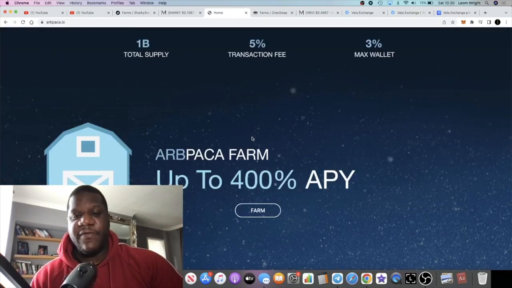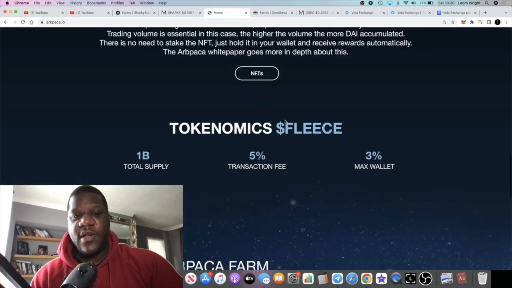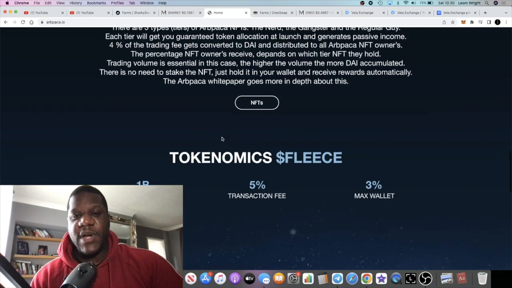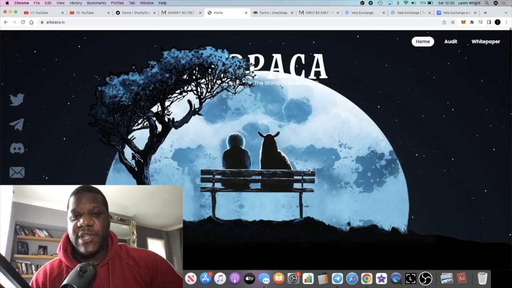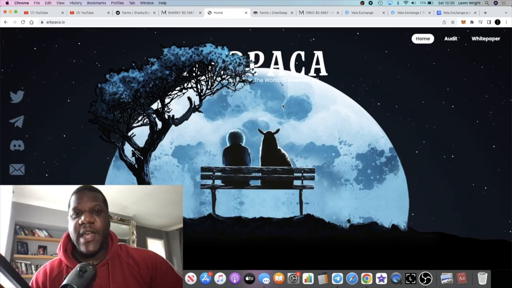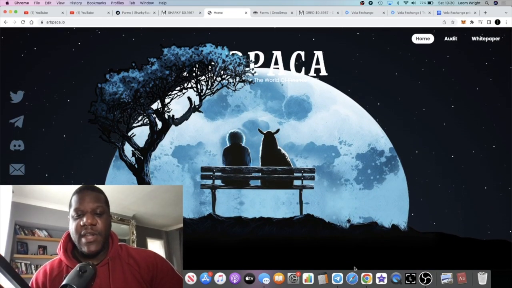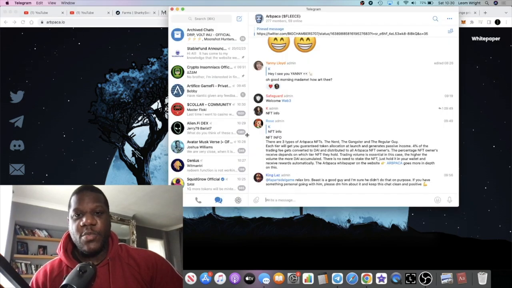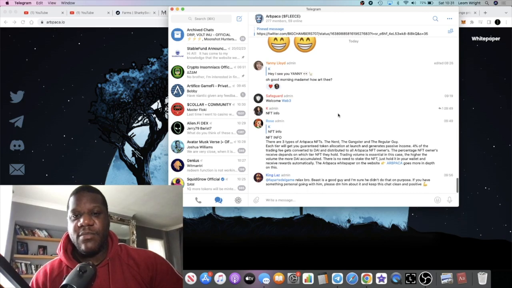But we don't know what the farms are going to look like yet, because that is not launched yet. And this project has not launched yet with 1 billion total supply. The token ticker for this will be Fleece. And yeah, just potential to capitalize on some gains in the Arbitrum ecosystem. This one's designed well. It looks okay. I recommend you join the Telegram group. And it's super early. But the Telegram group is getting a few members in there. But of course, they want to market this thing before they launch it.